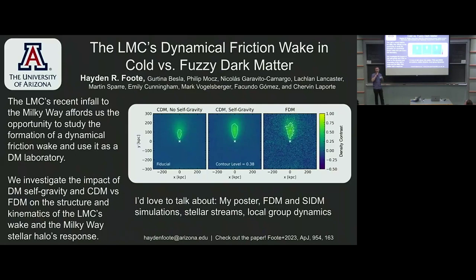So many thanks to Robin for giving a nice overview of that earlier. Specifically, I'm interested in the dynamical friction wake that forms behind the LMC as it comes into the Milky Way. And we were interested in exploring what if that wake was instead made out of fuzzy dark matter as opposed to cold dark matter? And more importantly, since the wake is dark, can you actually get any information about the dark matter wake from looking at the response of the stellar halo? And then also, does that look any different, again, in the case of a fuzzy dark matter universe?